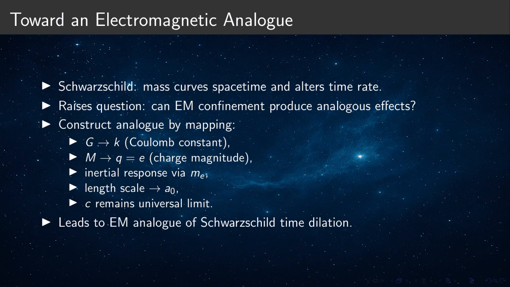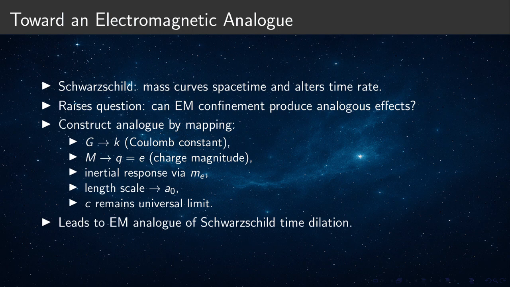Toward an electromagnetic analogue of spacetime curvature. The Schwarzschild solution demonstrates that mass curves spacetime and modifies the rate of time itself. This raises a natural question: whether analogous relativistic effects may emerge within bound electromagnetic systems, such as the hydrogen atom. To explore this possibility, an electromagnetic analogue is constructed by mapping gravitational quantities to electrostatic counterparts.